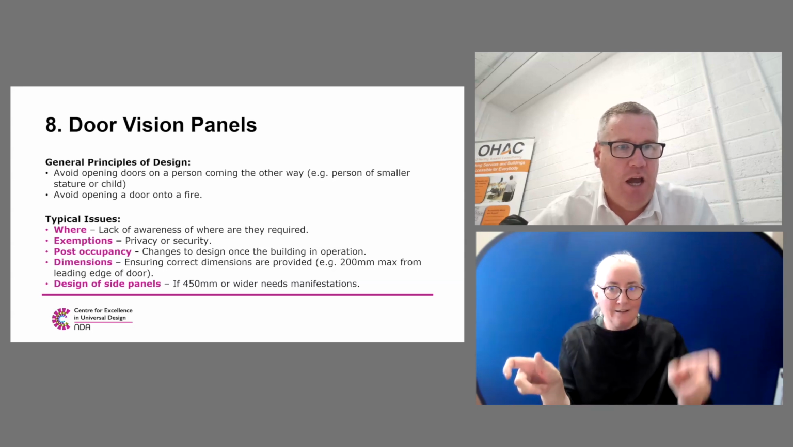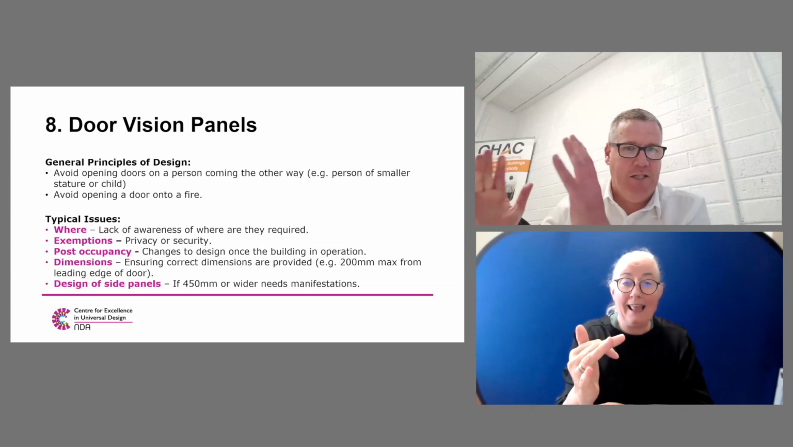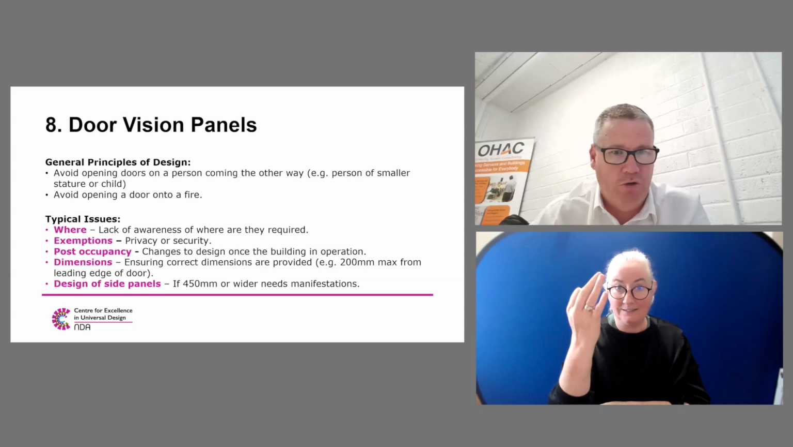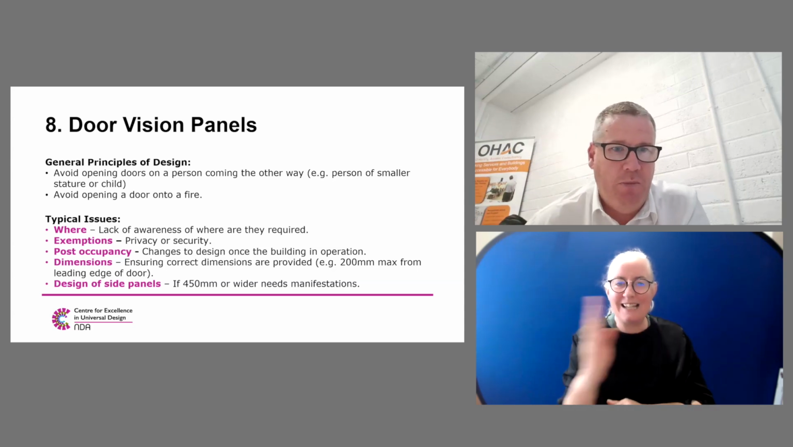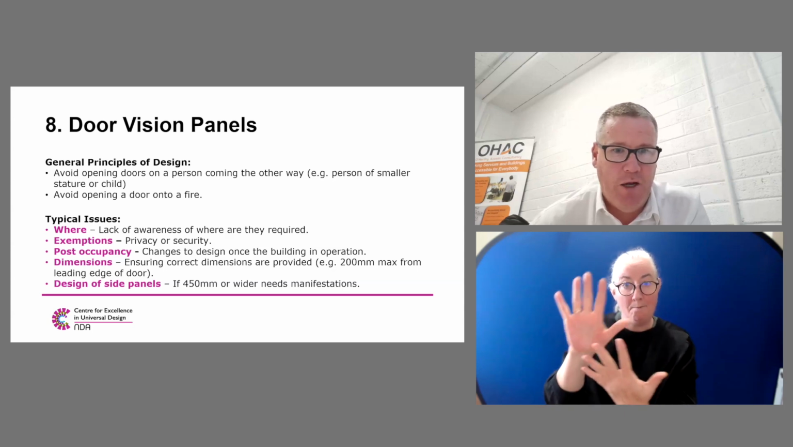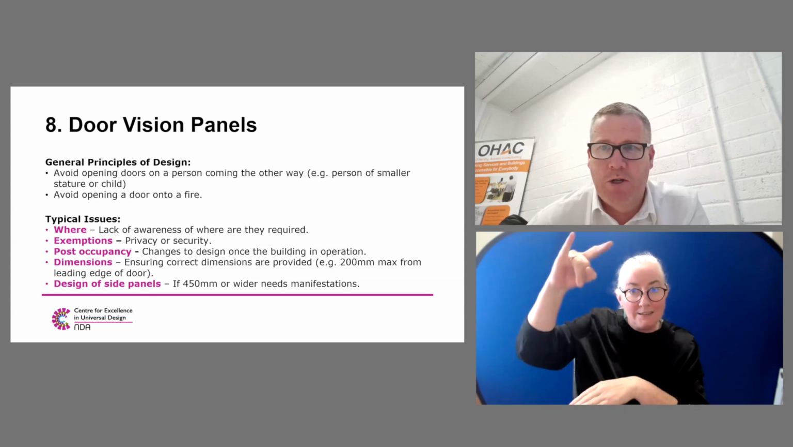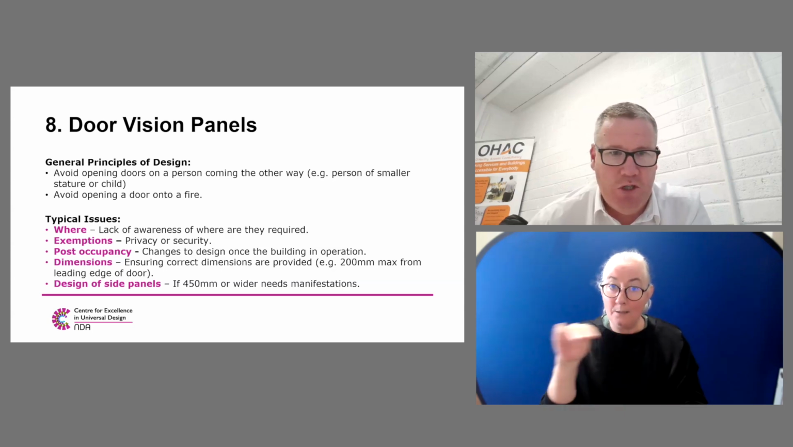And then if you have a side panel of glass, for example, that is wider than 450 millimeters, so you have a vision panel on the side of a door, you have to provide manifestations if it's a full height panel and it's wider than 450 millimeters. So again, let's look at some images.